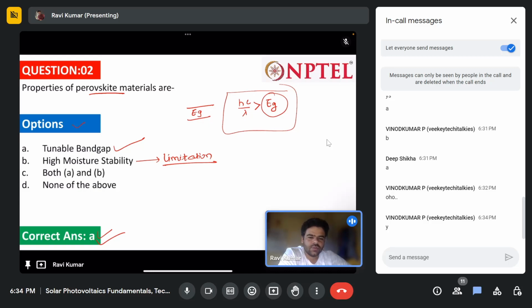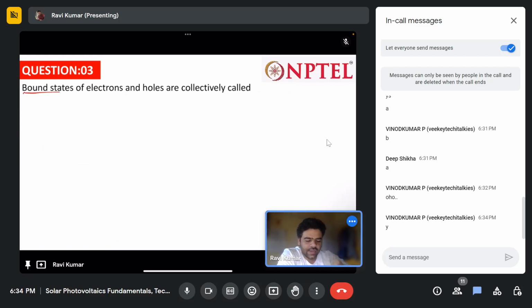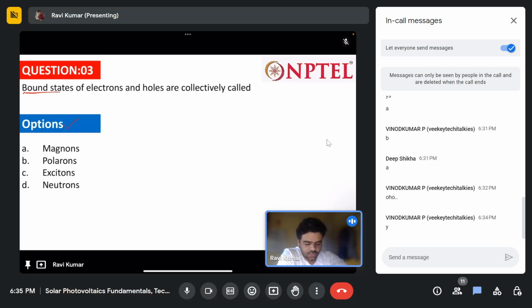We will solve some numericals at the end. Some need only one numerical, but you will understand this thing. So next question, it says bound states of electron holes are collectively called, and these are the options which I repeated at the start of this lecture.